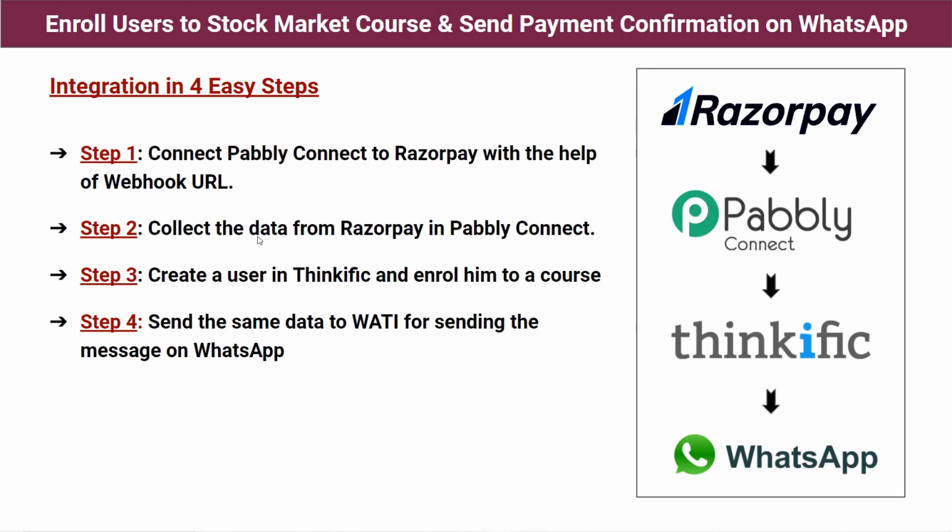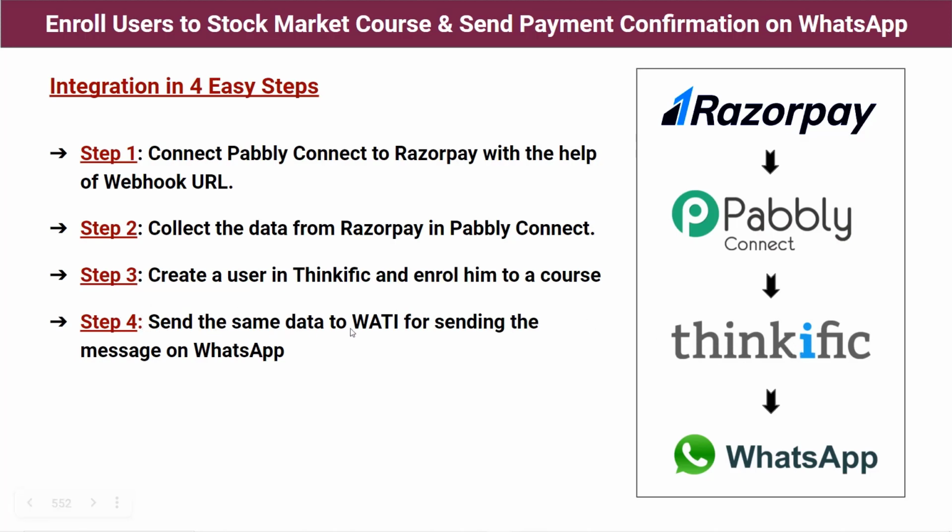Now we have step 2, collect the data from RazorPay in Pabbly Connect. So you're going to make a dummy form submission or dummy payment in RazorPay. The details of that payment will be automatically captured in Pabbly Connect. Now we have the third step, create a user in Thinkific and enroll him to a course. First of all, using the data that we have received from Razorpay in Pabbly Connect, you are going to create a user in Thinkific. After that, you are going to enroll him to a course in Thinkific.